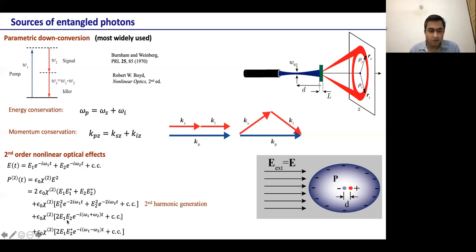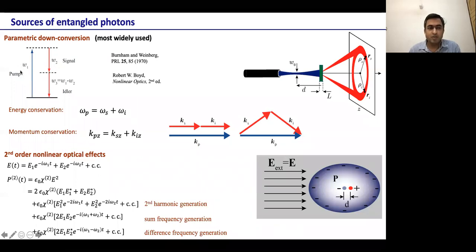I also have this term that is omega 1 plus omega 2. This is called sum frequency generation. You can also have difference frequency generation. These are all nonlinear optical effects coming from the very basic polarization physics. Parametric down conversion is one of the difference frequency generation methods. So here I have this nonlinear medium.